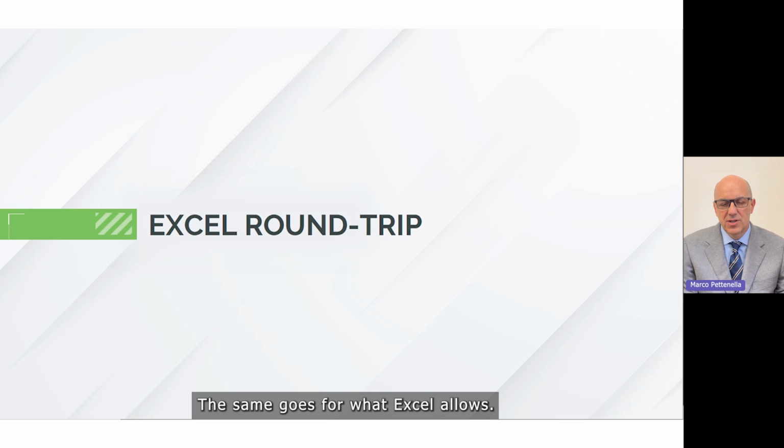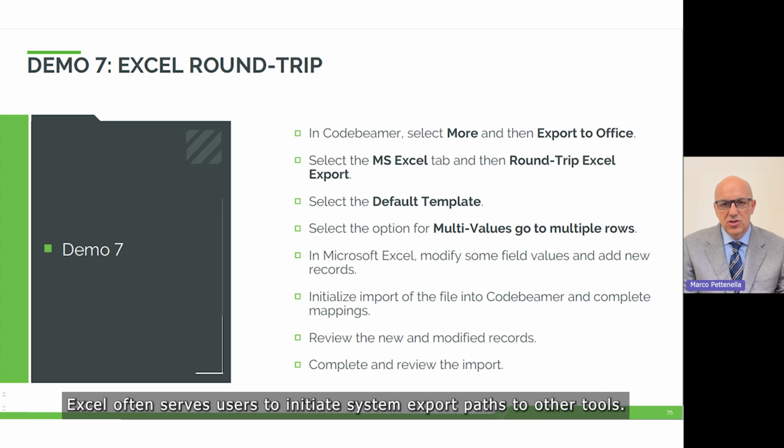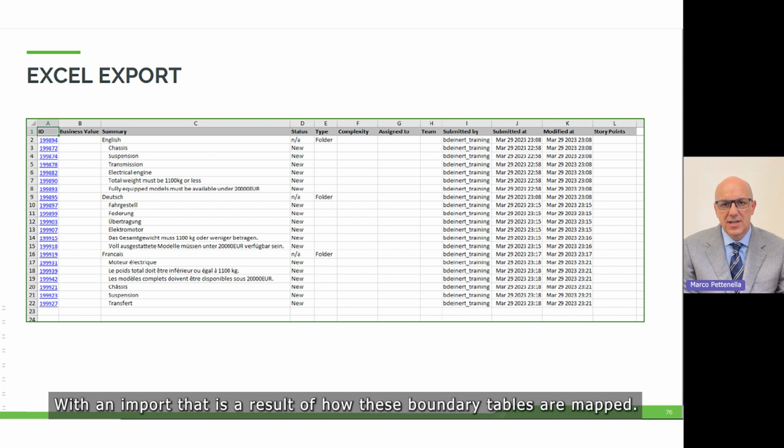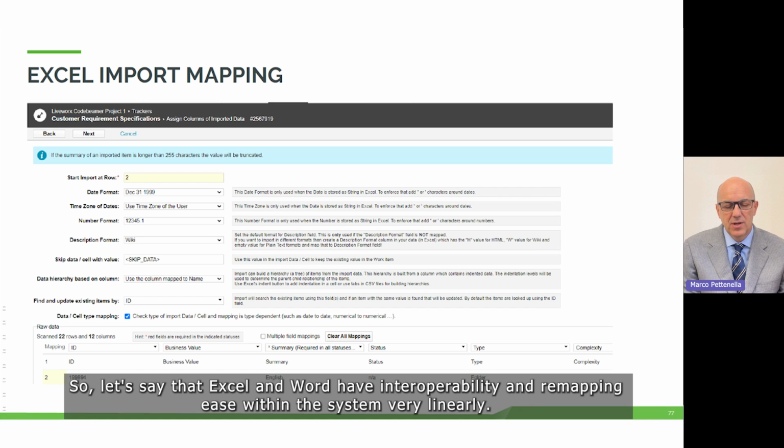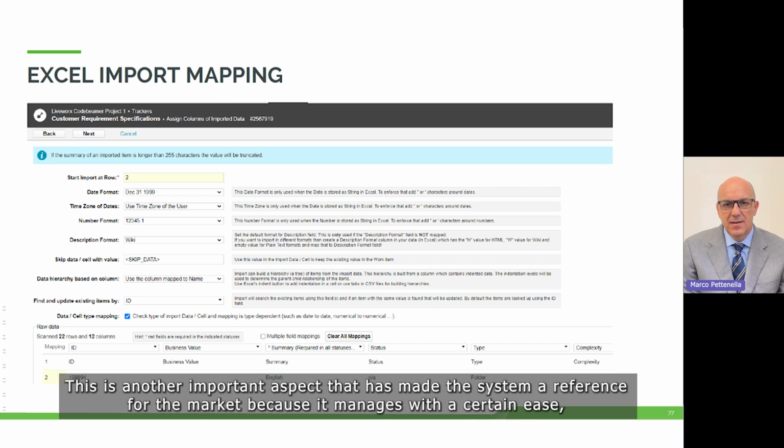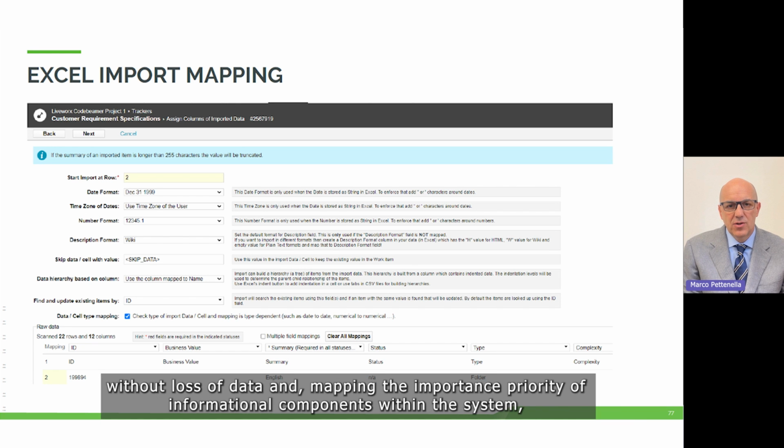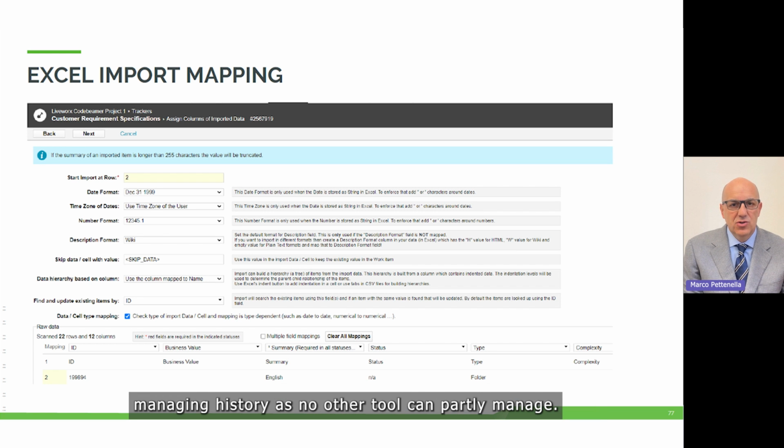The same goes for what Excel allows. Excel often serves users to initiate system export paths to other tools, with an import that is a result of how these boundary tables are mapped. So let's say that Excel and Word have interoperability and remapping ease within the system very linearly. This is another important aspect that has made the system a reference for the market because it manages with a certain ease, without loss of data and mapping the importance priority of informational components within the system, managing history as no other tool can partly manage.